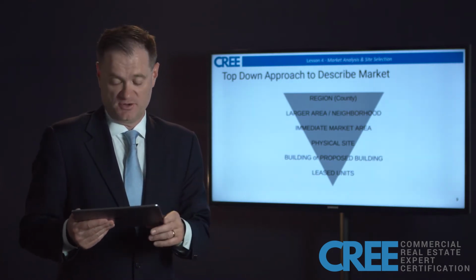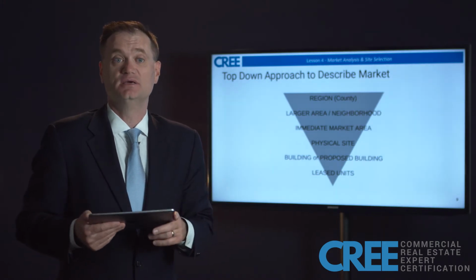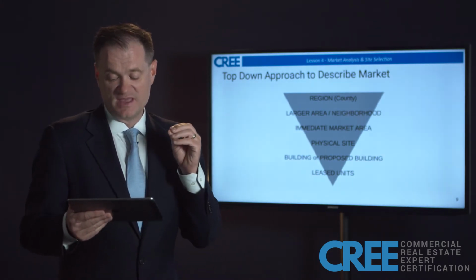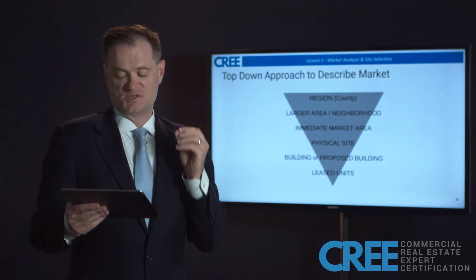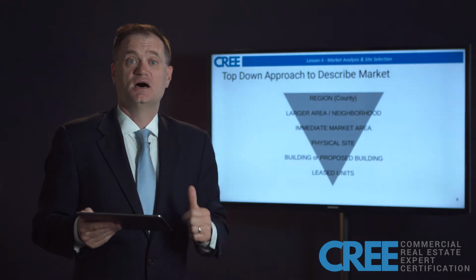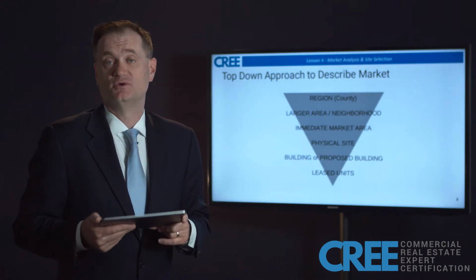What type of structure are they going to build on it? What is the building? Is it suitable for the needs that you're looking at? And then within that building, we're going to look at the specific leased units. In the case of Knox, we're looking at the individual apartment units.